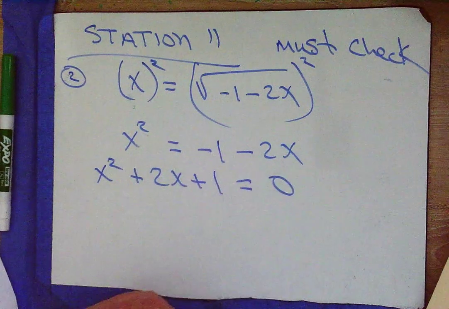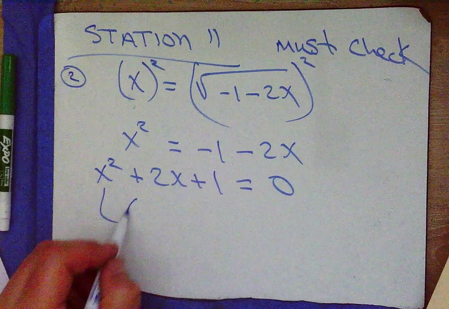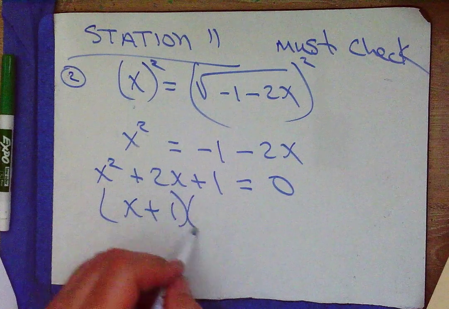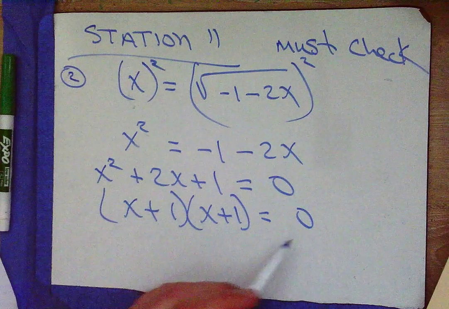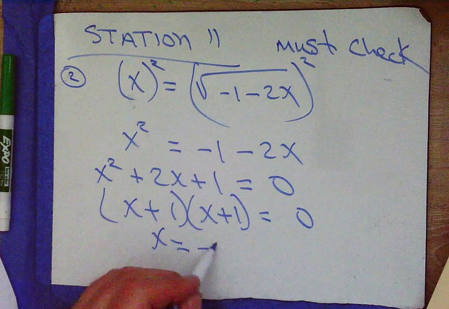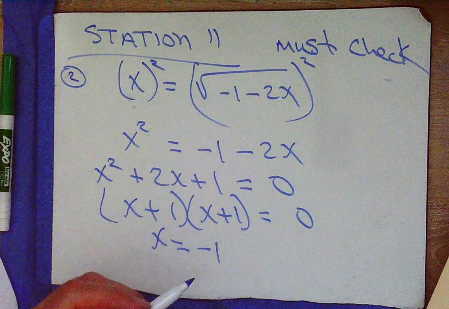And now it looks like this. You need to factor this trinomial. It's a perfect square trinomial. And so when I set each factor equal to 0, I get x equals negative 1. Well, can I plug that in?